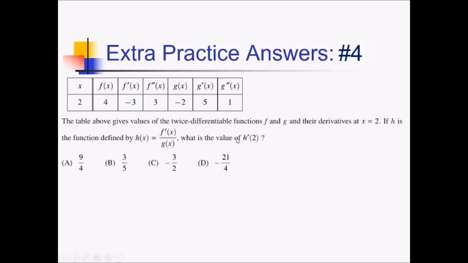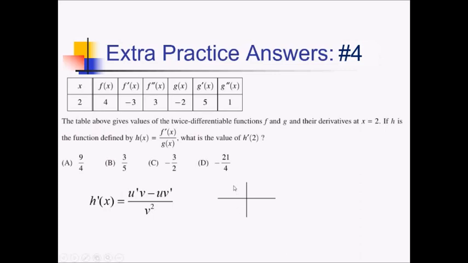Okay, so h is a quotient. There's no way to simplify this. We're going to have to use the quotient rule. So that's u prime v minus uv prime over v squared. And let me use the box and ribbon to help me keep things organized. So for u and v, that's the numerator and denominator.